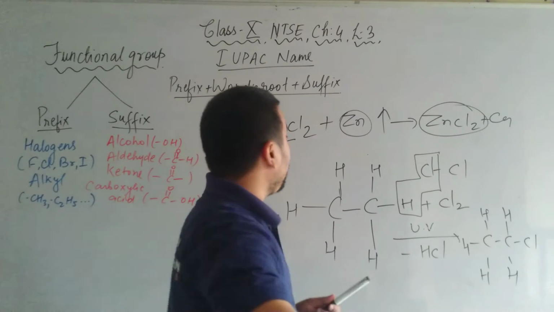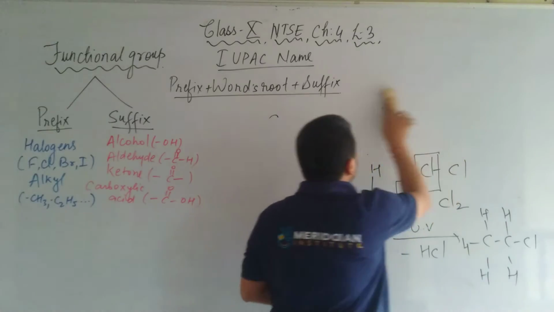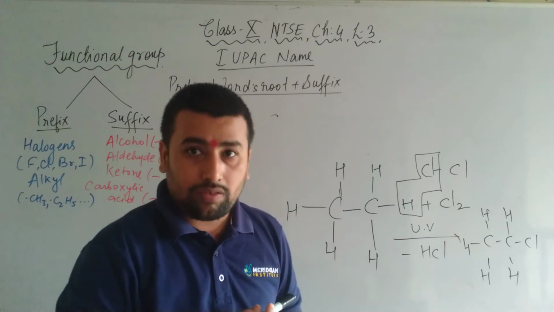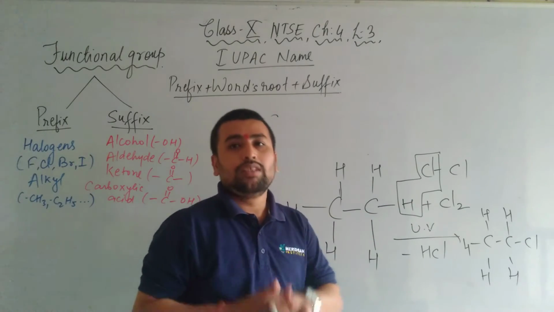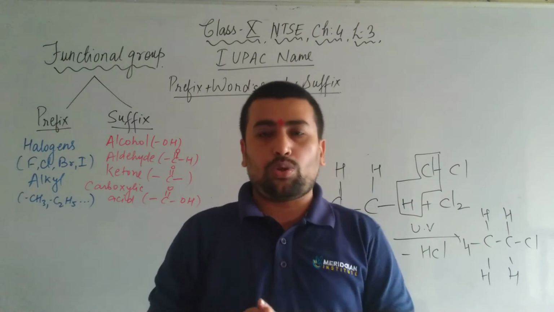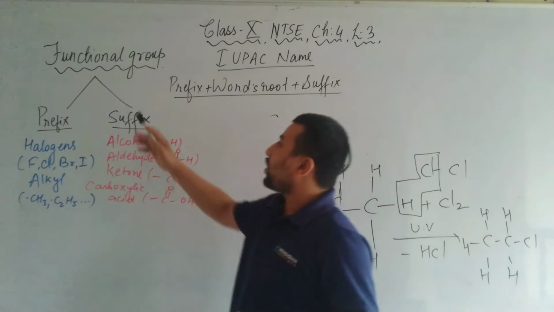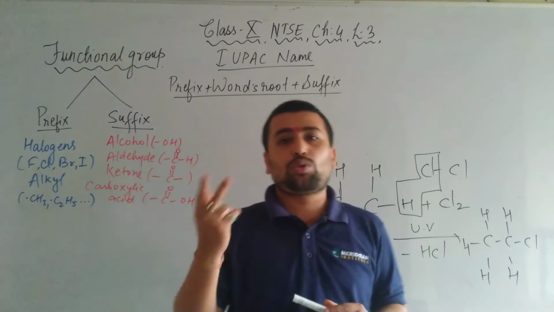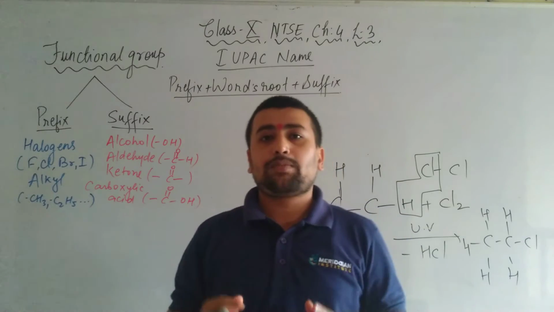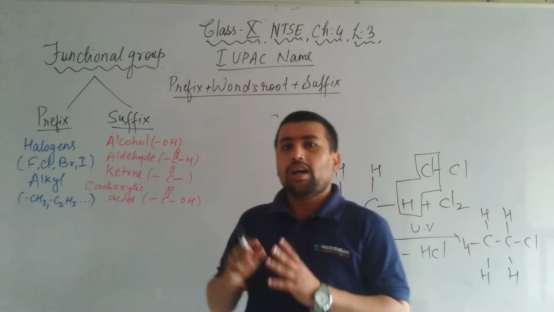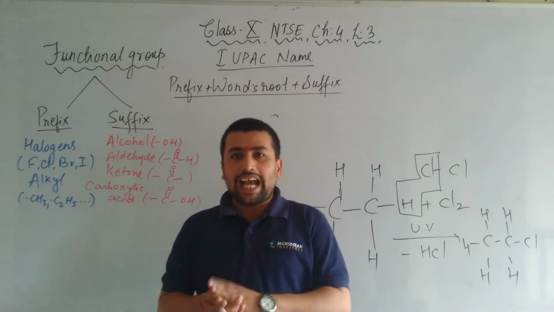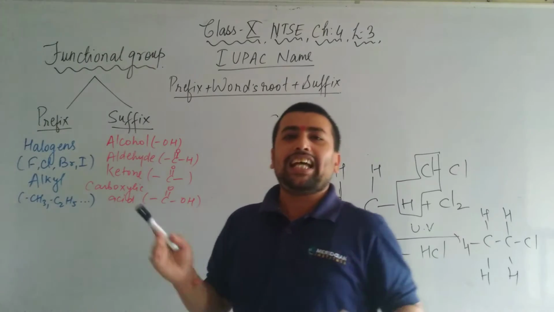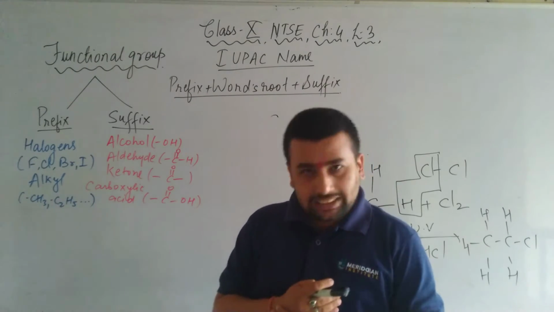Similarly, dear students, if we add any compound in this alkane group, and if that compound is highly electronegative, which can replace this hydrogen atom, the compounds are called functional groups. Generally we have distributed functional groups into two parts, prefix and suffix. You may have heard these two words in your English subject. A prefix means a word which comes first and changes the meaning of that word, and a suffix comes at last and changes the meaning of that word.